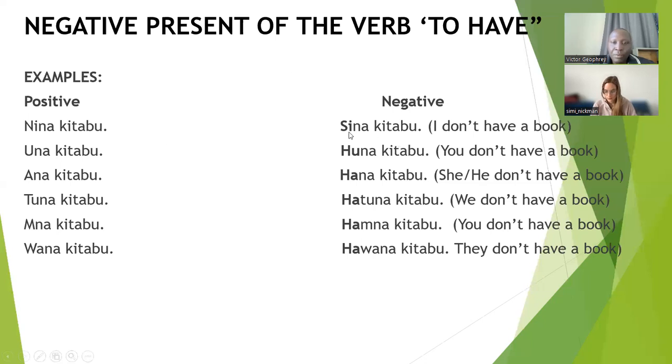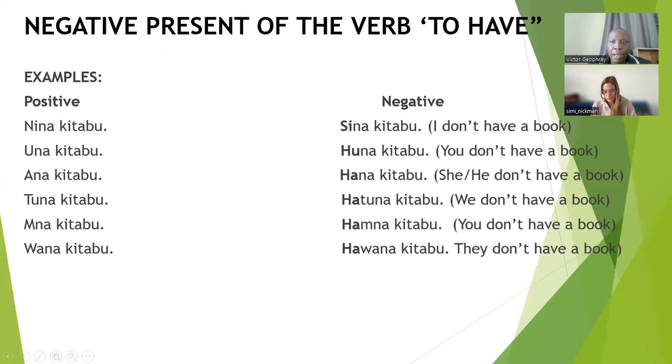So you see the verb to have na is still there. Una kitabu becomes huna kitabu, with an H. The negative of u is hu. The verb to have is still there. Ana kitabu. The negative is hana kitabu.